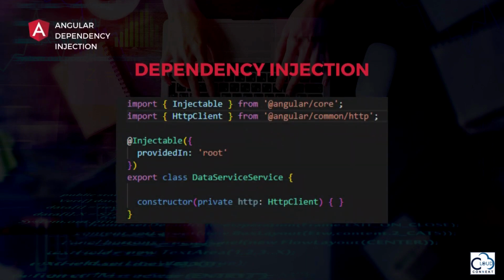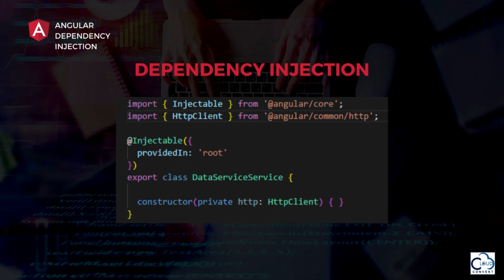Dependency injection is a software design pattern that allows objects to be dependent on other objects without having to explicitly create them. In Angular, dependency injection is used to provide components, services, and other objects with the dependencies they need to function. To use dependency injection in Angular, you need to first define the dependencies you want to use. This is done by creating a provider for each dependency.